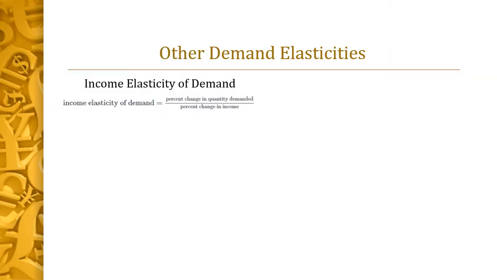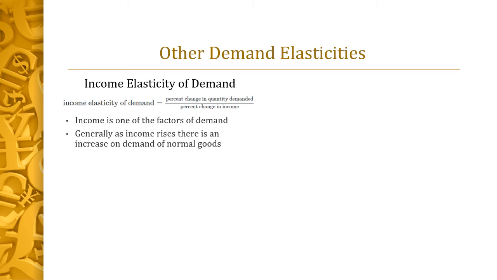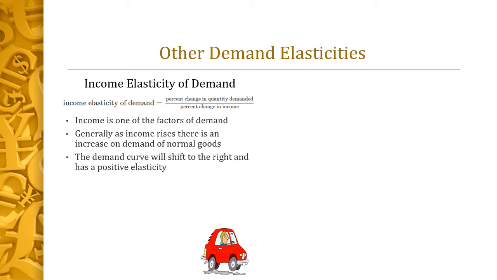We're going to look at 2 other kind of popular demand curves very quickly. One is the income elasticity of demand. And we already know that income is one of the factors of demand. That generally as your income rises, you're going to have an increase in normal goods. Now just remember that normal goods are those items that you get more of as you have more income. So if you have a car, you might drive more. You might get a second car as your income goes up. And generally these demand curves will shift to the right and they have a positive elasticity when you calculate them.